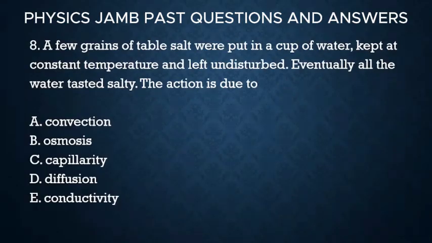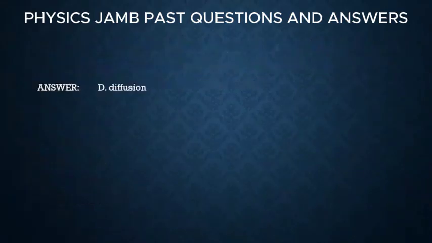Question number 8. A few grains of table salt were put in a cup of water, kept at constant temperature, and left on the stove. Eventually, all the water tasted salty. The action is due to A. Convection, B. Osmosis, C. Capillarity, D. Diffusion, E. Conductivity. The answer is D, which is diffusion.